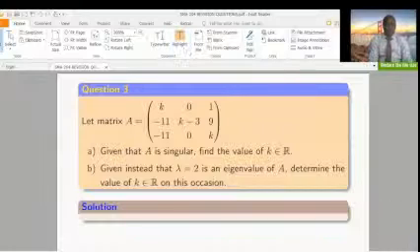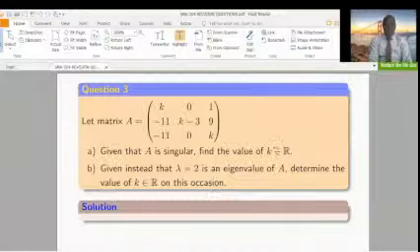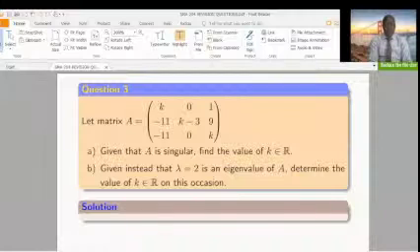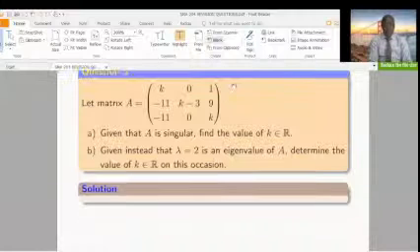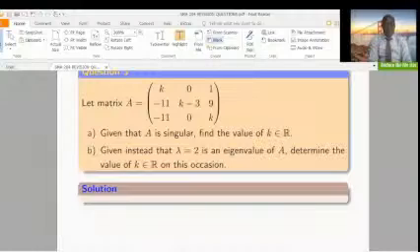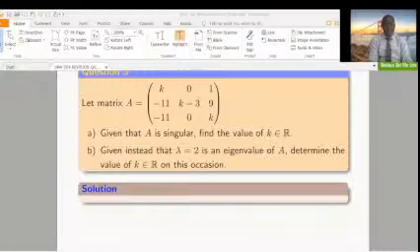We need to understand what question A is. Question A says find K, the real value K, if A is to be singular. That means A is to have a determinant of 0. So just find the determinant and equate it to 0. Now for this matrix, it's easier to find the determinant along this second column because it has zeros. I can see a 0, 0, and then I'm only left with one value here. That means it's easier for me to find the determinant along this column.